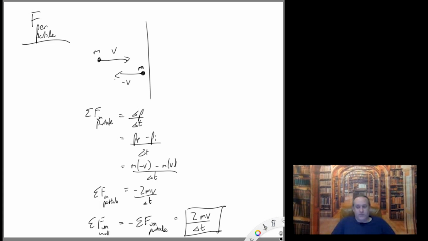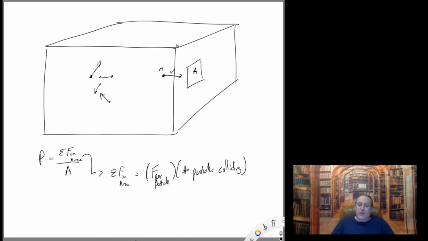All right, this is kind of a little bit of an intense thing here. So now we're going to go back and think about the number of particles that are colliding with this area. And what we're going to do is think of it as a fraction of all the particles.